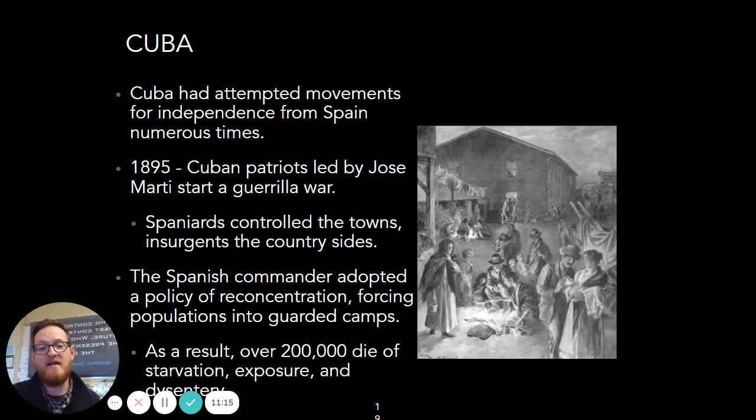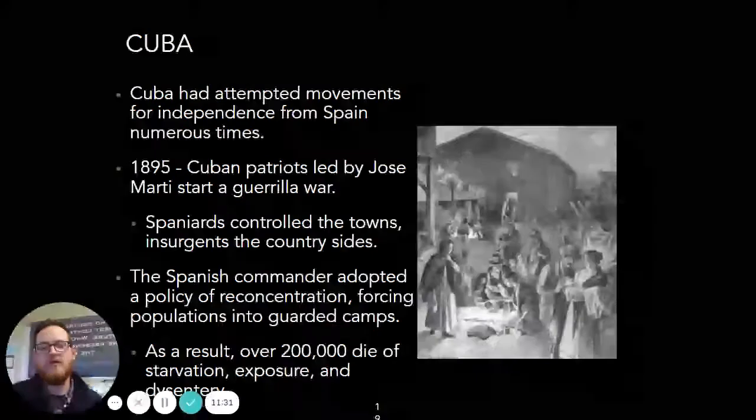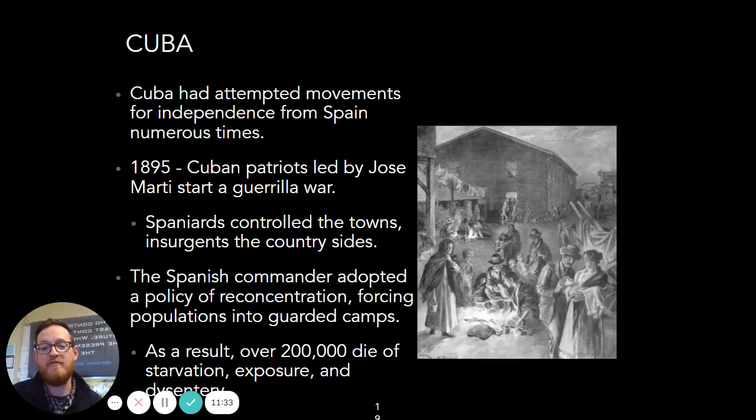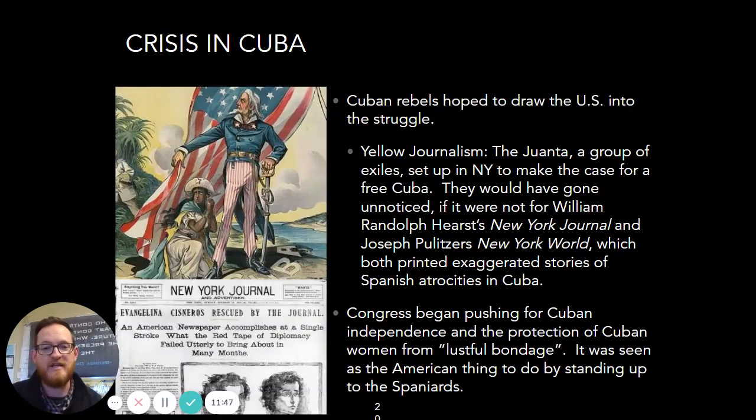And in 1895, Cuban patriots led by Jose Marti start a guerrilla war. With this guerrilla war, the Spaniards control the towns and insurgents control the countryside. The Spanish commander in charge of Cuba during this time adopts a policy of reconcentration, which basically set up what would be akin to a concentration camp, forcing populations into these. As a result, over 200,000 Cubans would die of starvation, exposure, and dysentery.